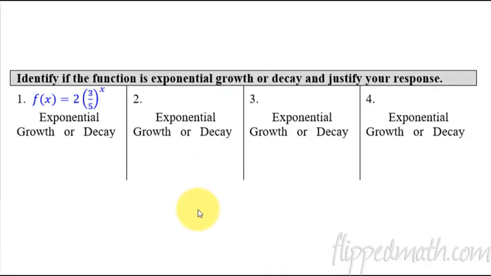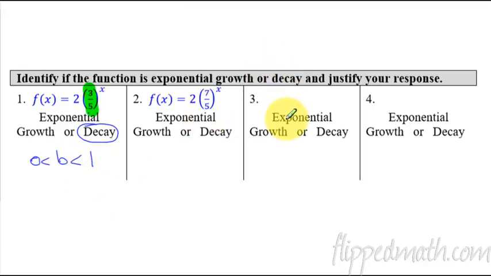So here's our first example. Is this number 1 representing exponential growth or exponential decay? All you have to do is focus in here on the 3/5, and that 3/5 is smaller than 1, so we're going to say that it's exponential decay. And the way we justify, see here it says justify your response, is we're going to say that the letter b, the base, is in between 0 and 1. That's our justification.